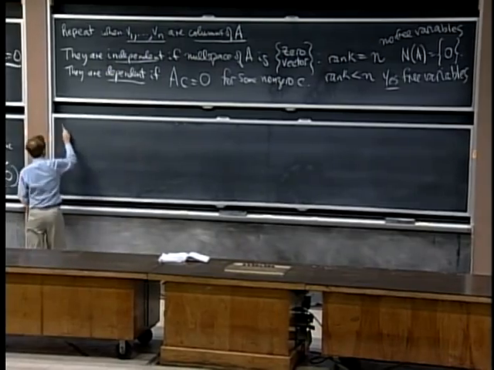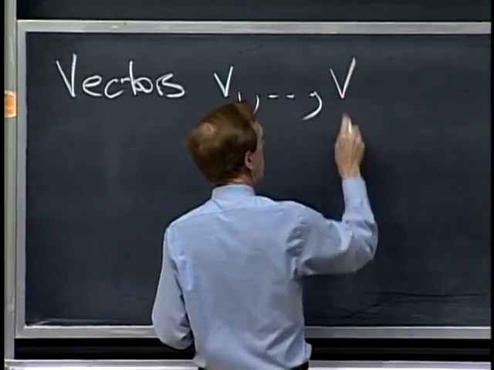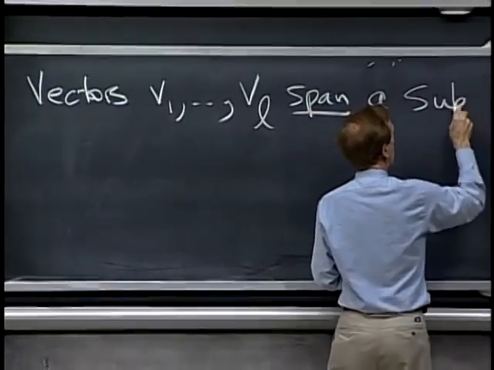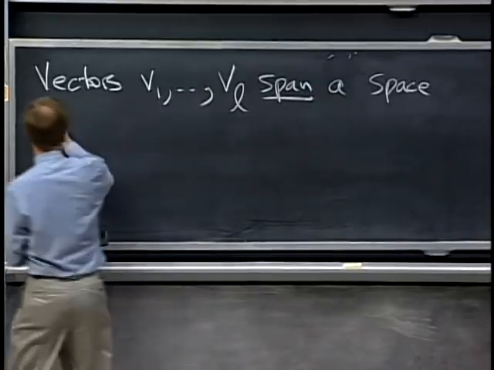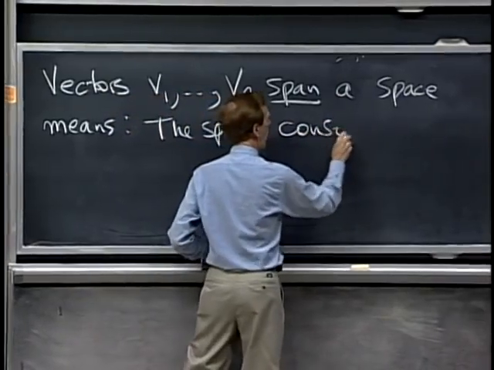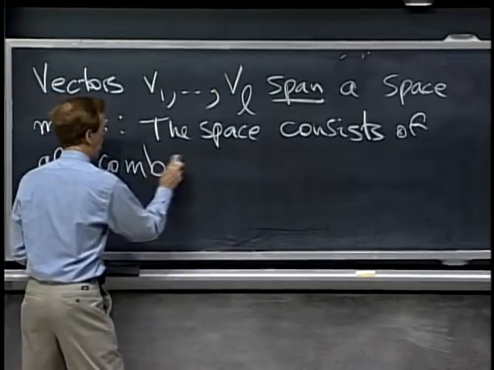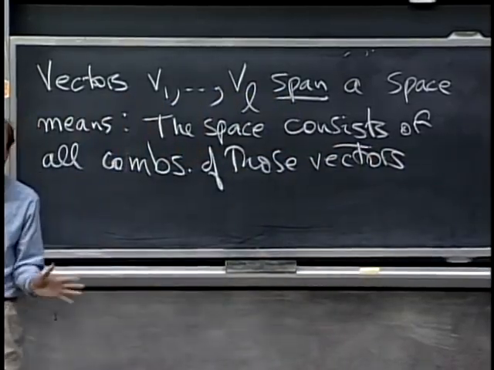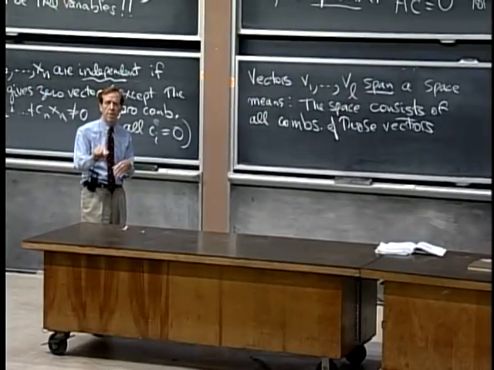So spanning a space means, let me move that important stuff right up. Okay, so vectors, let me call them, say, V1 up to, I'll use some different letters, say VL, span a space, a subspace, or just a vector space, I could say. Span a space means the space consists of all combinations of those vectors. That's exactly what we did with the column space. So now I could say in shorthand, the columns of a matrix span the column space.